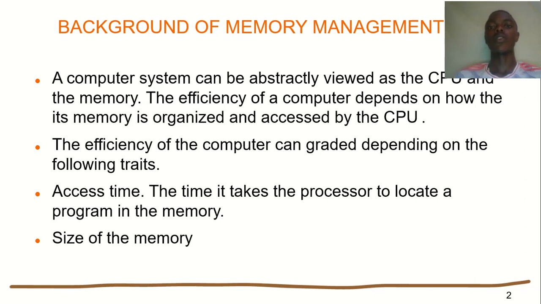The efficiency of a computer can be graded depending on the following traits or characteristics. Access time: this is the time it takes the processor to locate programs in the memory. Size of the memory: this is how much data the memory can store.